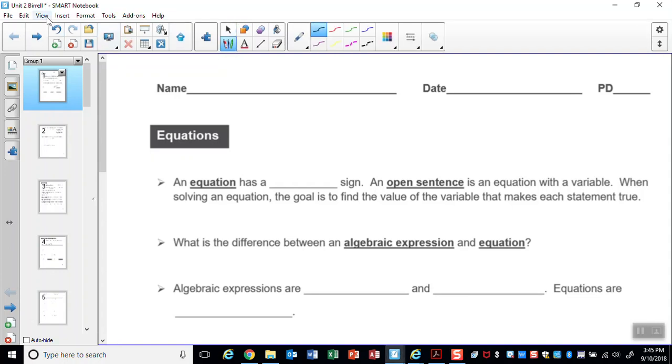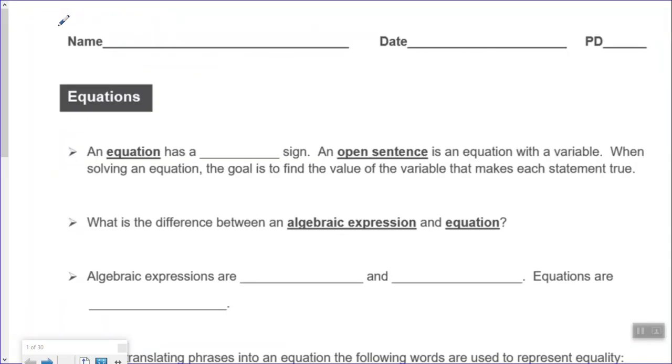Okay, so we are starting unit 2, which is equations. We are going to introduce equations and go over examples. An equation has an equal sign, and this is the equal sign. When solving an equation, the goal is to find the value of the variable that makes each statement true. We are going to go over more examples.